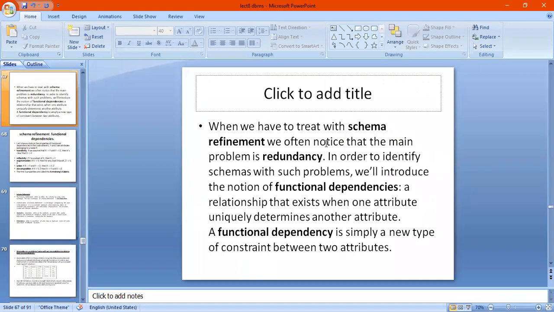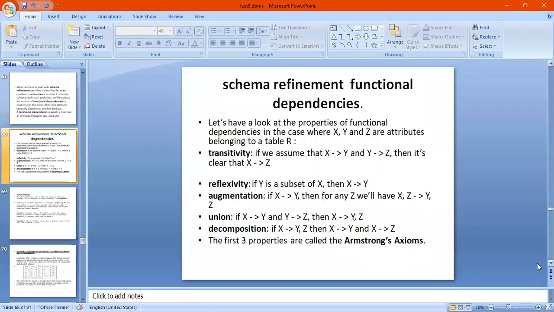When we deal with schema refinement, we notice that the main problem is redundancy. In order to identify schemas with such problems, we introduce the notion of functional dependencies, a relationship that exists when one attribute uniquely determines another attribute. The functional dependency is simply a new type of constraint between two attributes. Let's have a look at the properties of functional dependencies.